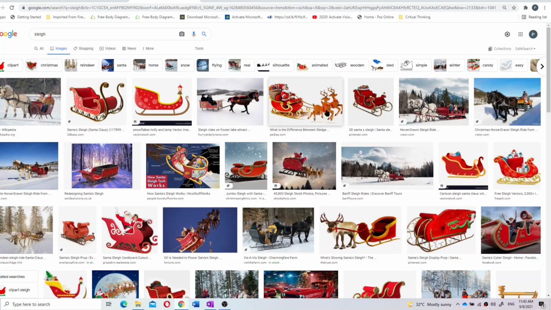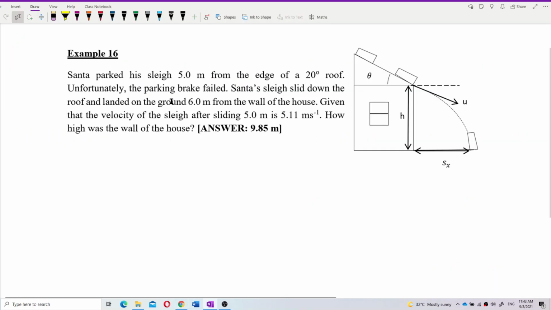The deer is pulling on the sled, where Santa is riding on it. This is the sled. Okay, so Santa parked his sled 5 meters from the edge of the 20-degree roof. It's good, you already have a picture to help you understand the situation. Maybe let us straight away transfer the information to the diagram, then we can understand even clearer.